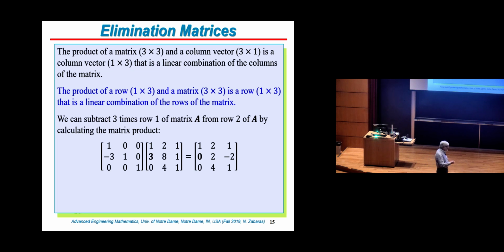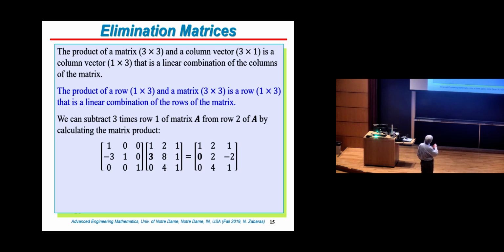I posted this extra lecture because I really want you to understand that multiplying a matrix on the right with a column vector, you get a combination of what? Of columns. And multiplying with a row vector on the left, you get a linear combination of rows. Mentally and visually, you have to sort of understand why that is the case.